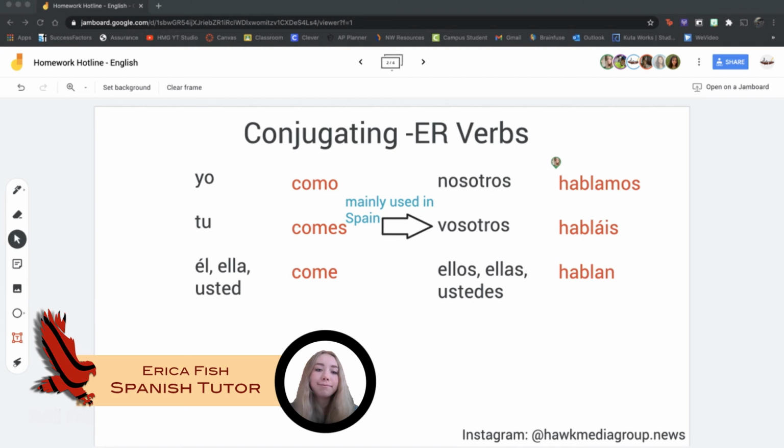I'm just going to change to my Spanish keyboard real quick so we can put the accent mark: comes. And then same for this one, you just change to comen. Again, it's not too different. If you want to conjugate an ER verb, it's a little different from conjugating an IR verb, but comer is ER, so yeah.